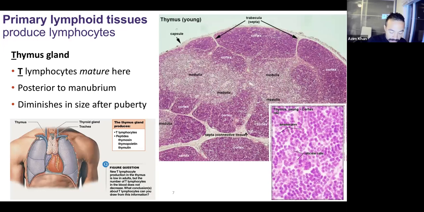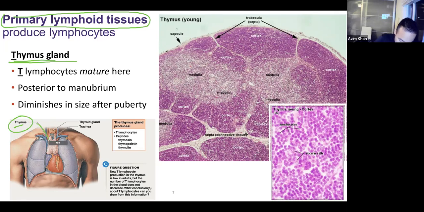Our second primary lymphoid tissue is the thymus gland. The thymus gland, not the thyroid. Those are two different things. The thymus, take a look down here, sits just superior to the heart. Compare that with the thyroid. Thyroid is more superior around the larynx and trachea. So it's not the thyroid, it's the thymus that we're talking about.